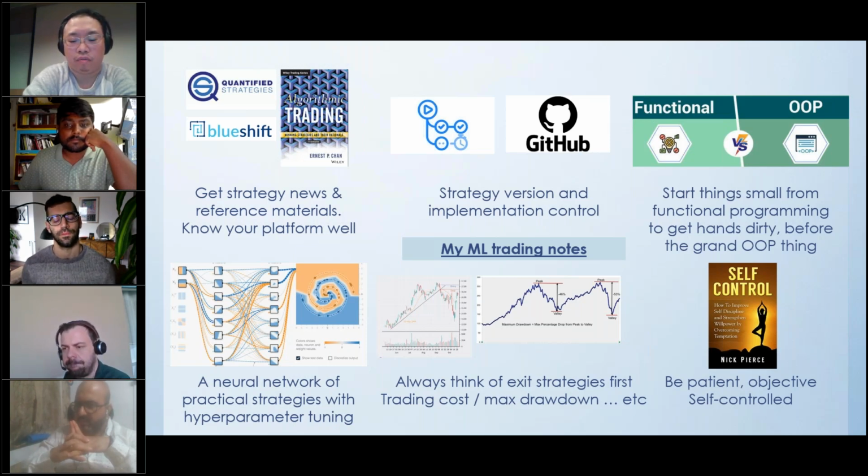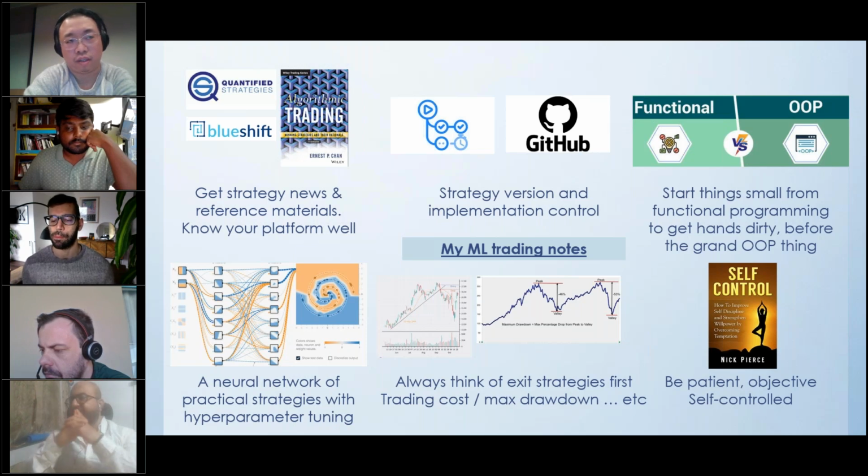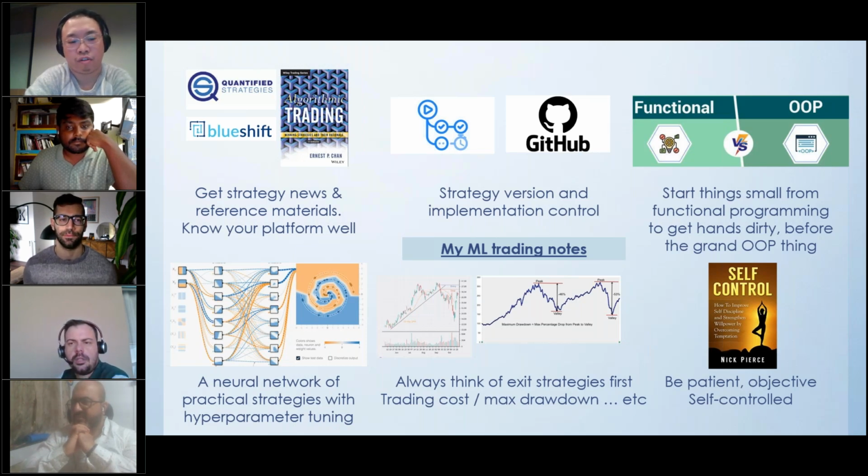And finally, algo trading is something that keeps away our sentiment-driven decision making. That means we try to do everything in terms of data-driven decision making. So we always need to be objective, self-controlled, and patient in order to find good alphas.